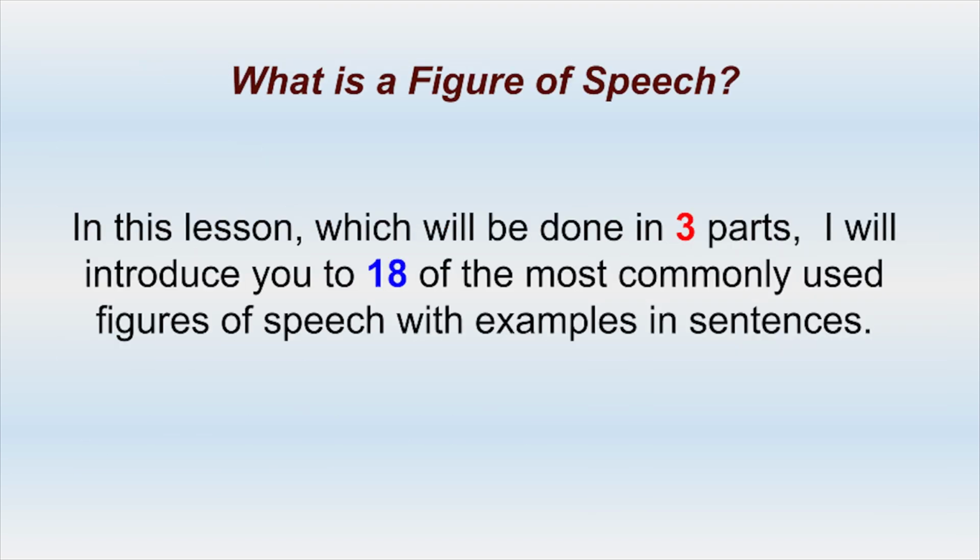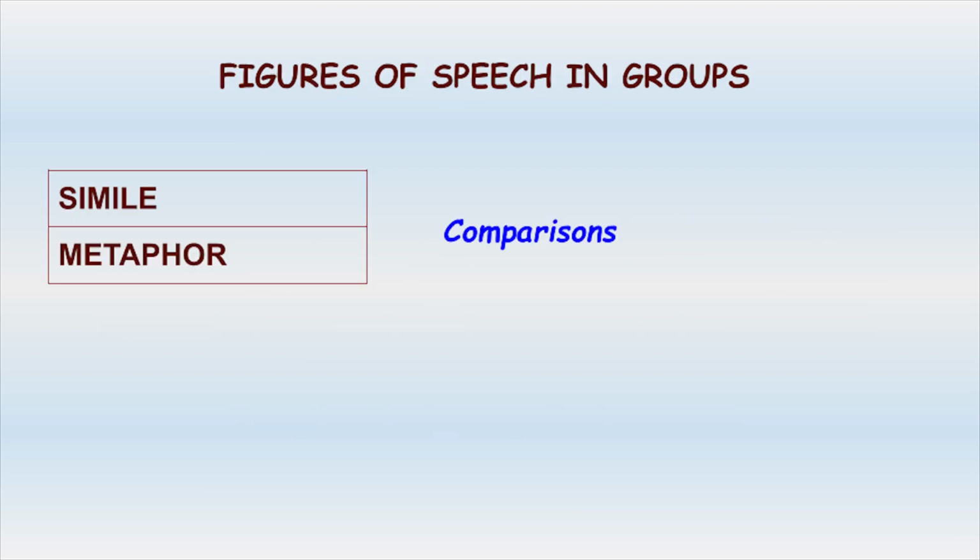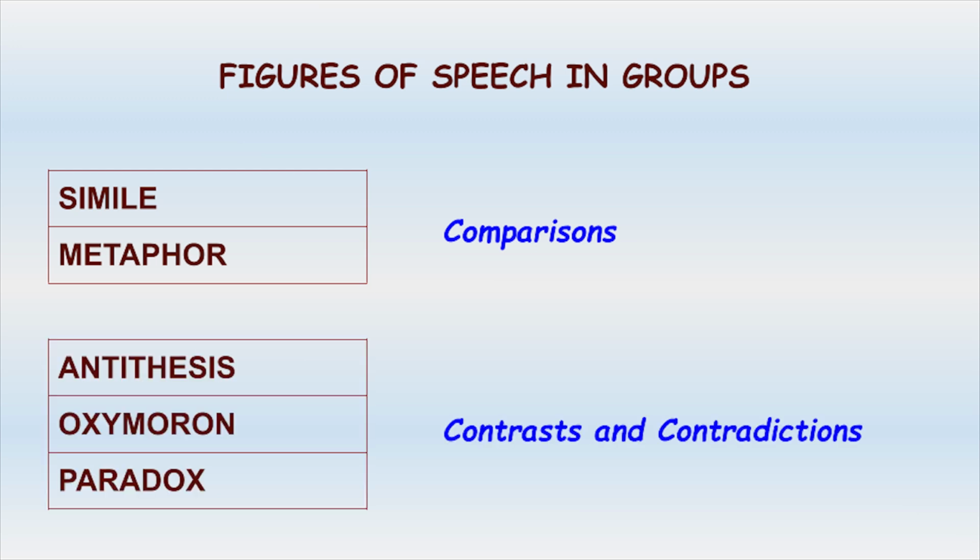In this lesson, which will be done in 3 parts, I will introduce you to 18 of the most commonly used figures of speech with examples in sentences. They are in groups as follows. Simile and metaphor are figures of speech of comparison. Antithesis, oxymoron, and paradox are figures of speech of contrast and contradiction.